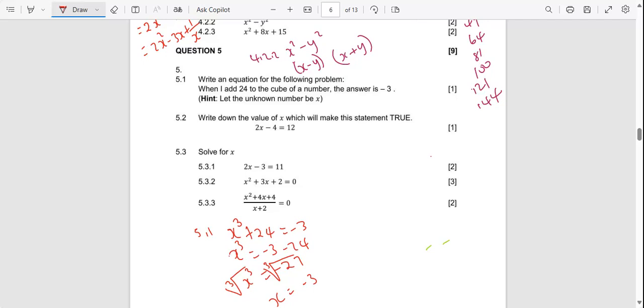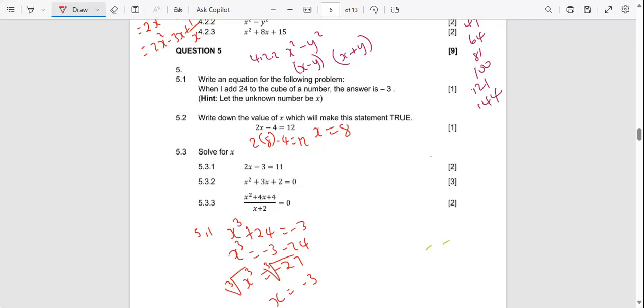It's going to be 8 guys, because 2 times 8 is 16. 16 minus 4 is 12. The x is going to be 8, because if I put 8 here, as you can see, I'll get 12. So the answer is x equals 8. That's the reason why they've allocated 1 mark for it.